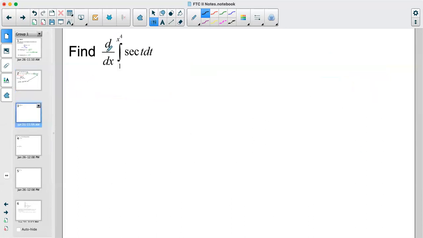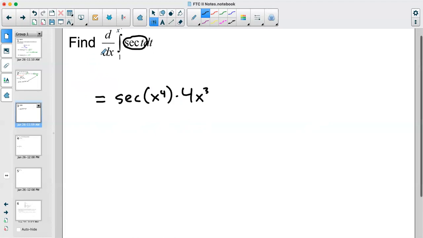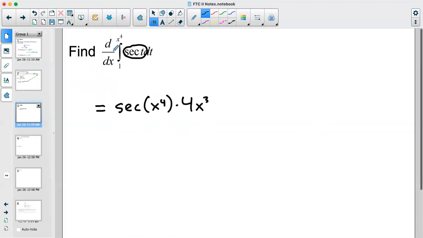Here's another example. The derivative of the integral from 1 to x to the fourth, with respect to x, of secant of t dt. Well, I look at this and I say the derivative of an integral is just the function inside the integral. This is known as the integrand, by the way. I might use that word again, the integrand. Evaluated at the top limit, so I put the x to the fourth where the t was, multiplied by the derivative of that limit. That's it. Plug in the top limit, multiply by its derivative. So you recognize these because you have derivatives of integrals, and that's how you know to use the second fundamental theorem.